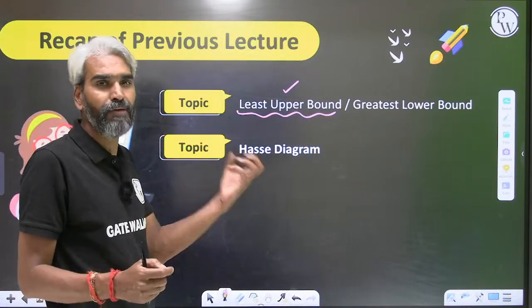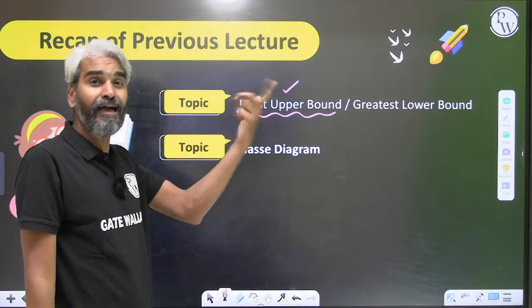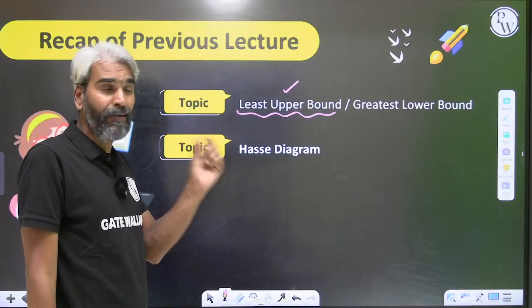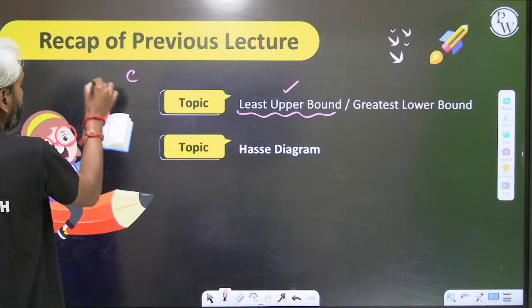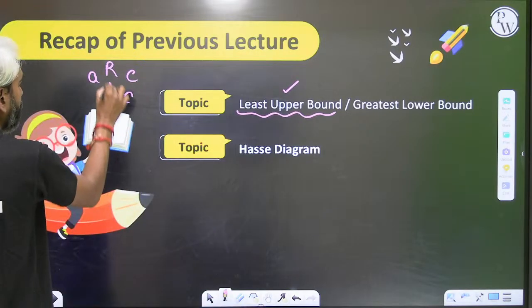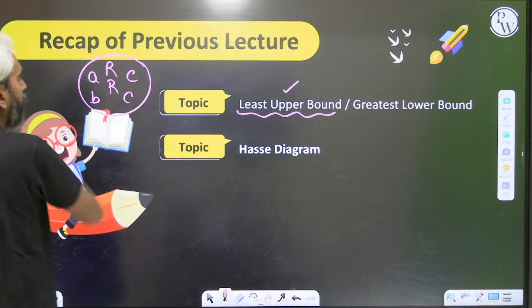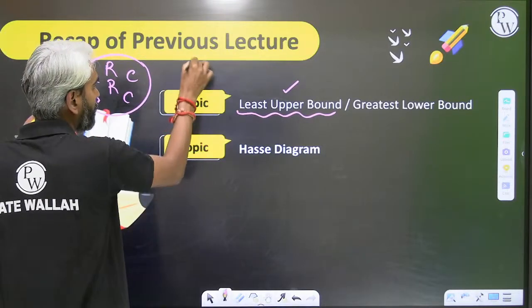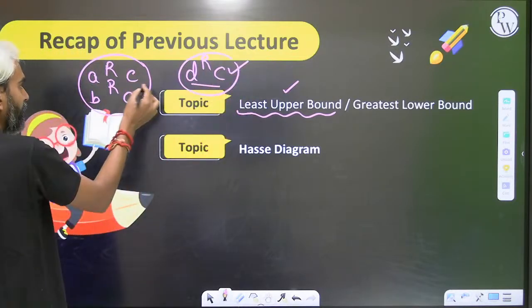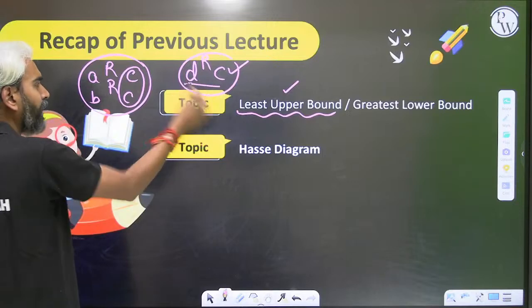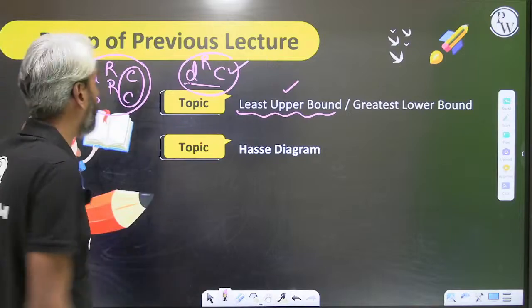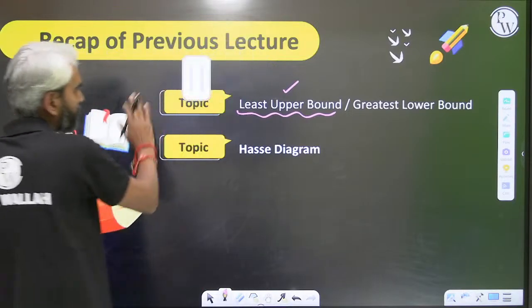For two elements A and B, we are looking for an upper bound such that it is on the upper side of A as well as on the upper side of B. If there is an element C which is on the upper side of A and the same element C is on the upper side of B, then C is an upper bound of A and B. If there is no element D which is on the lower side of C, then ultimately C is the upper bound of A and B, and there is no other upper bound of A and B which is on the lower side of C. Therefore, C will become the least upper bound. That we have already discussed, just a quick revision.